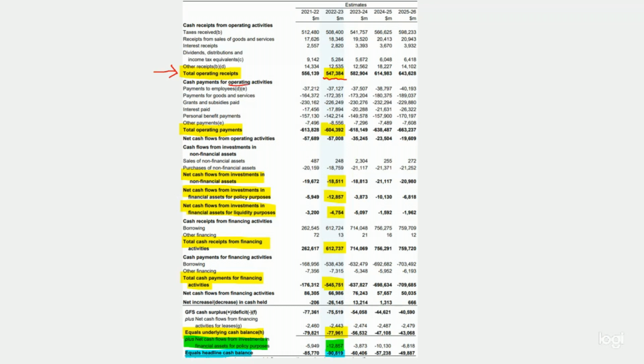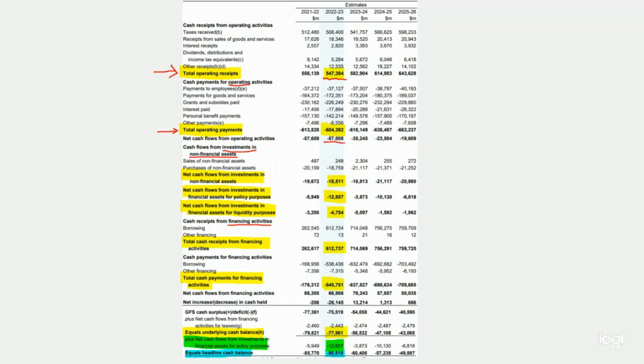And so for accounting purposes, cash flow statements kind of separate different types of activities. And so you have operating activities, you have cash flows relating to investments of non-financial assets, and you also have receipts from financing activities. But let's keep it simple. We're only looking at the total operating payments here. So we're making cash payments of $604 billion. And so the net figure for specifically net operating balances is here.